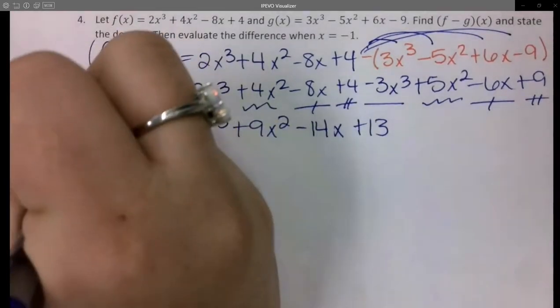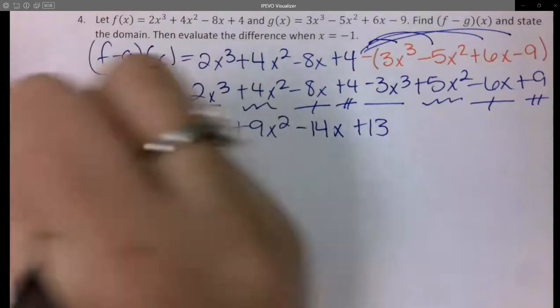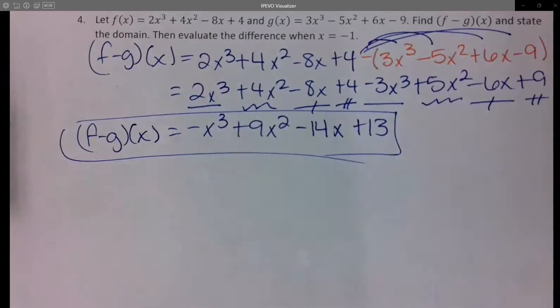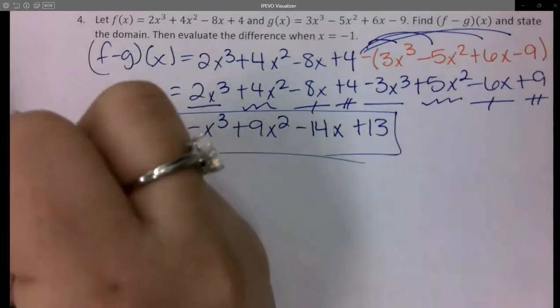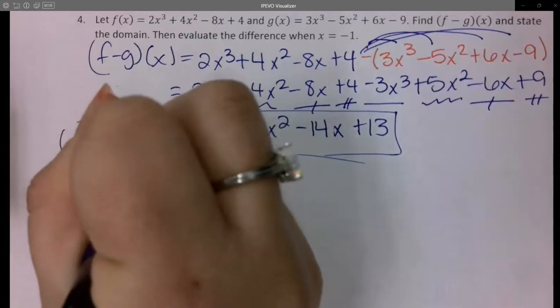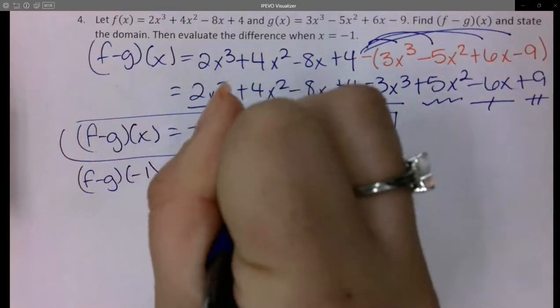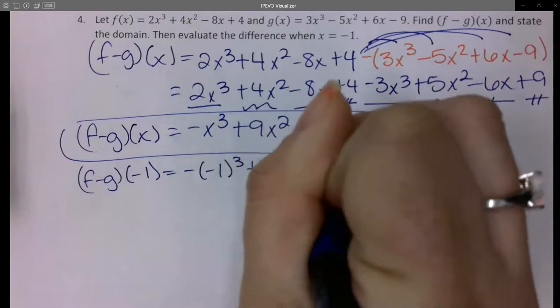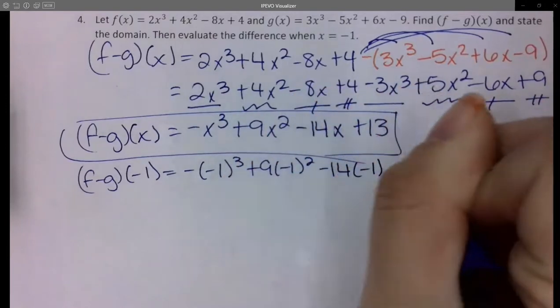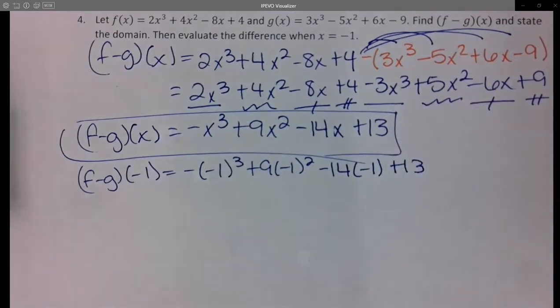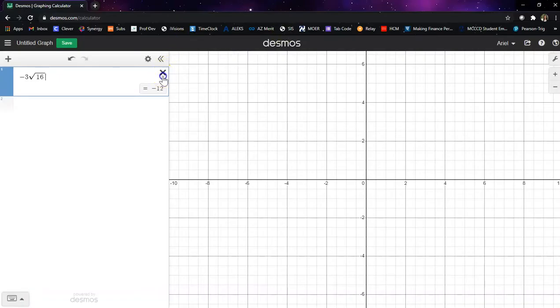Now that I have this, I can go ahead and plug in the number it wants me to, which here is negative 1. Then I want to go type this into Desmos.